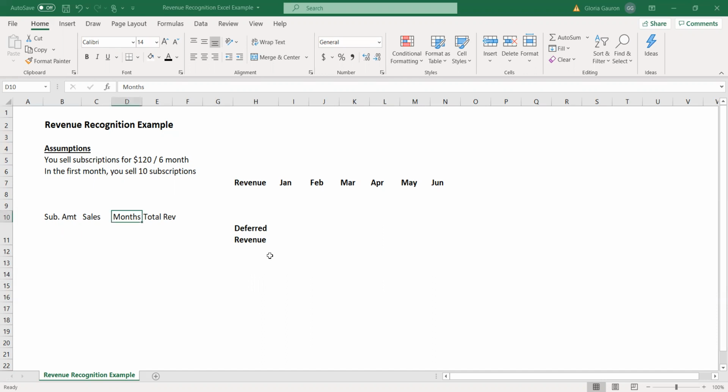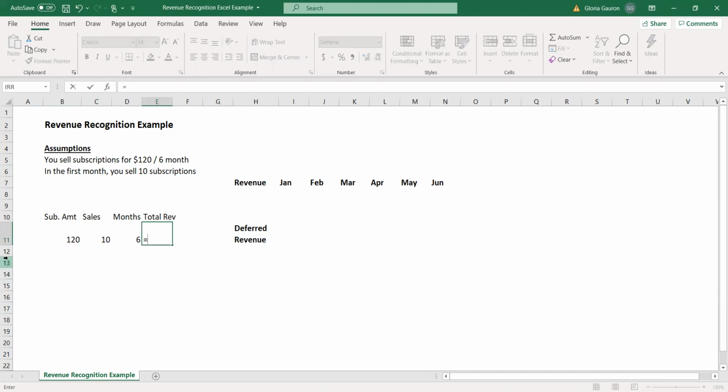To simplify things, I want to come down to the subscription amount and type in $120, so I know that's the total amount of each subscription. As stated up here in the assumptions, I'm selling 10 subscriptions for a total of 6 months. If I wanted to know my total revenue, I would take 120 and multiply that by the 10 subscriptions. So my total revenue will be $1,200, right? But I can't put that $1,200 in January because it's over the duration of 6 months.